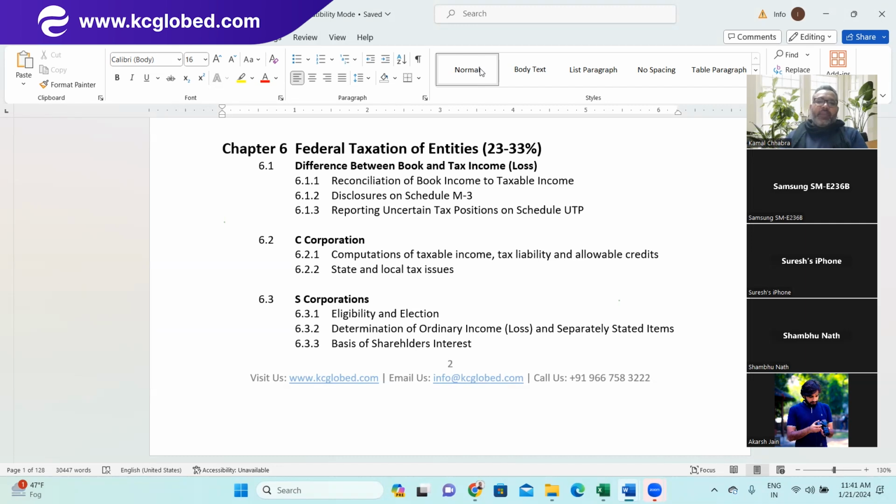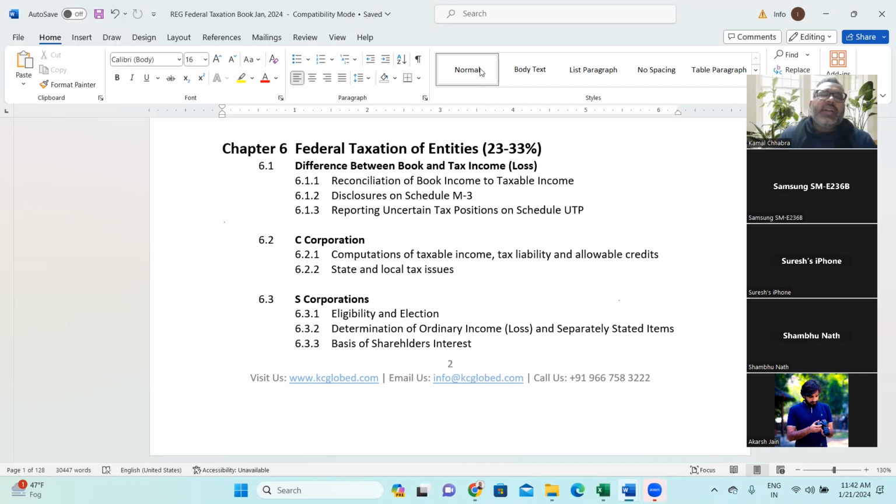And then after, we'll be going through the C corporation and S corporation concepts, which are totally new for each one of us, where we do not have any exposure. C corporations are generally considered large corporations. S corporations are generally considered small corporations. For a C corporation, how do you compute taxable income, tax liability, and allowance of tax credit, including state and local tax issues, that we'll be studying.